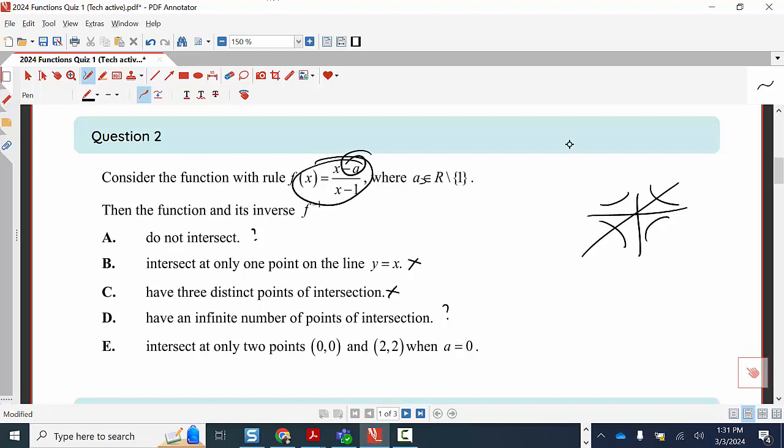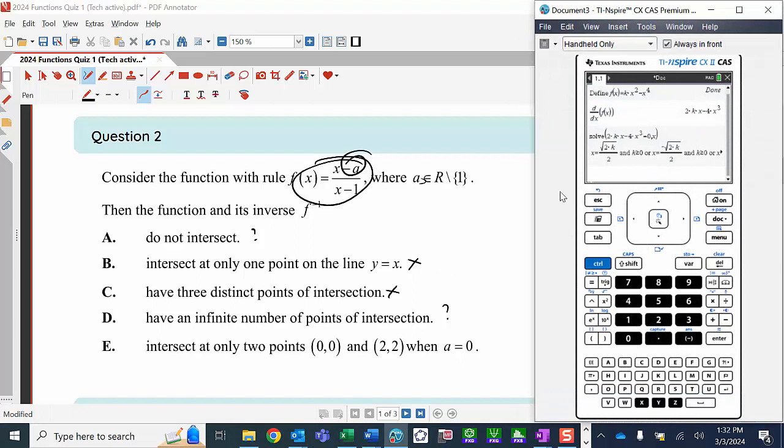All right, so I think the way we'll do this one is we'll just get the inverse, and we'll see if the calculator will give us an inverse. So we'll go define f of x equals, control divide, x take a over x take 1. Okay, so the way I like to find the inverse is I just go solve f of y equals x, so that's swap x and y, and solve for y. And what you can see is the function and the inverse are exactly the same.